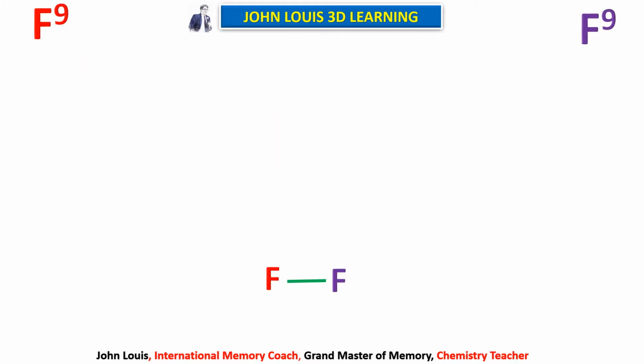So what is fluorine molecule? What is the atomic number of fluorine atom? 9. So 9 means what? It has 9 protons and 9 electrons. We know protons are in the nucleus along with some neutrons, and the 9 electrons will be revolving around the orbit. So how are these electrons filled up?